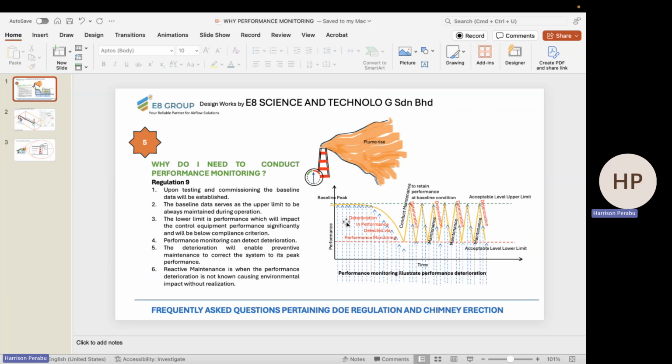Now, performance monitoring can be done in various forms. The most basic performance monitoring which is required by DOE for a ventilation system which uses filters, absorption filters like carbon filters and so on, is that they would highly recommend that these filters don't get clogged. Why? When it gets clogged, flow rate will drop.